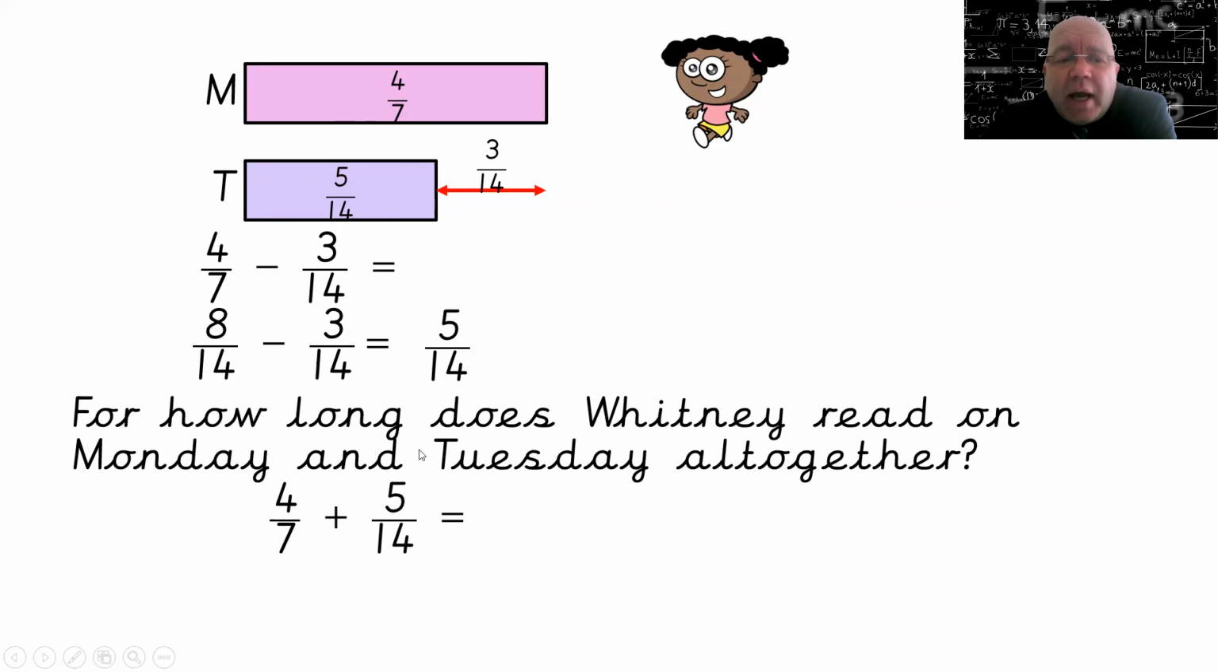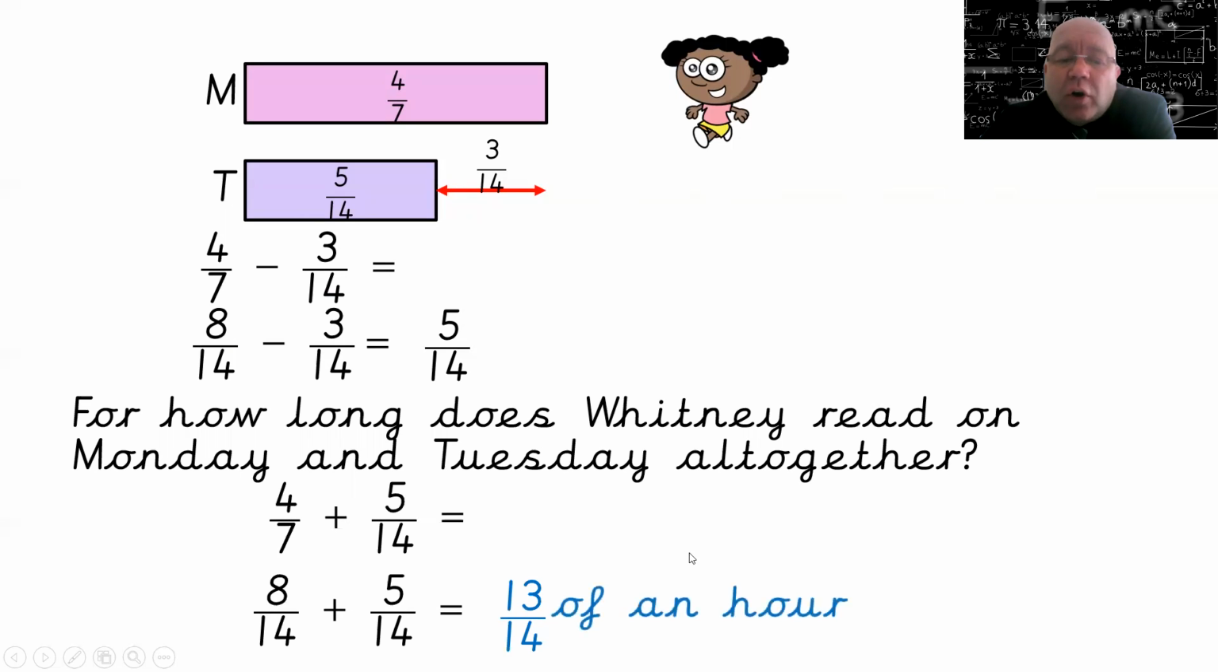Again, we need our common denominator. So we've got 8 over 14 plus 5 over 14, 13 over 14. Go back to the question, remind yourself what the units are, and it's 13 over 14 hours, or of an hour, sorry. 13 over 14 of an hour. Okay.